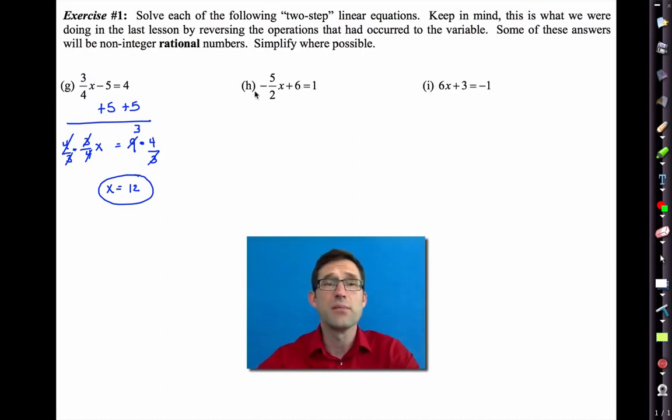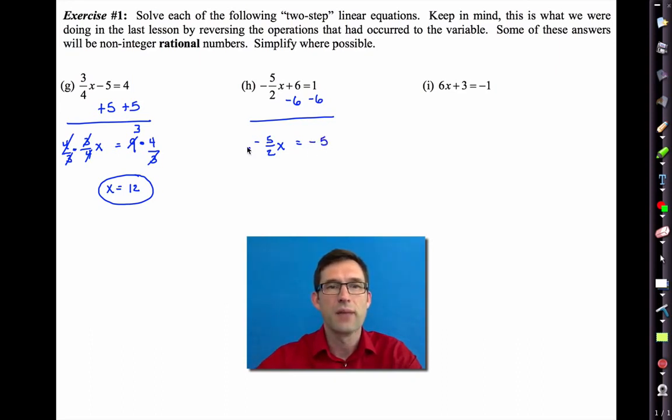All right, letter H is the same deal. We take negative 5/2, we multiply it by x, and then we add 6. So we start to undo that by subtracting the 6 on both sides. We get negative 5/2 x, be careful, is negative 5. I'm going to get rid of multiplying by negative 5/2 by multiplying by negative 2/5. All right, canceling all around. Here, watch this. We'll do 5 into 5 and get 1, and then we have negative 1 times negative 2 gives me a positive 2.